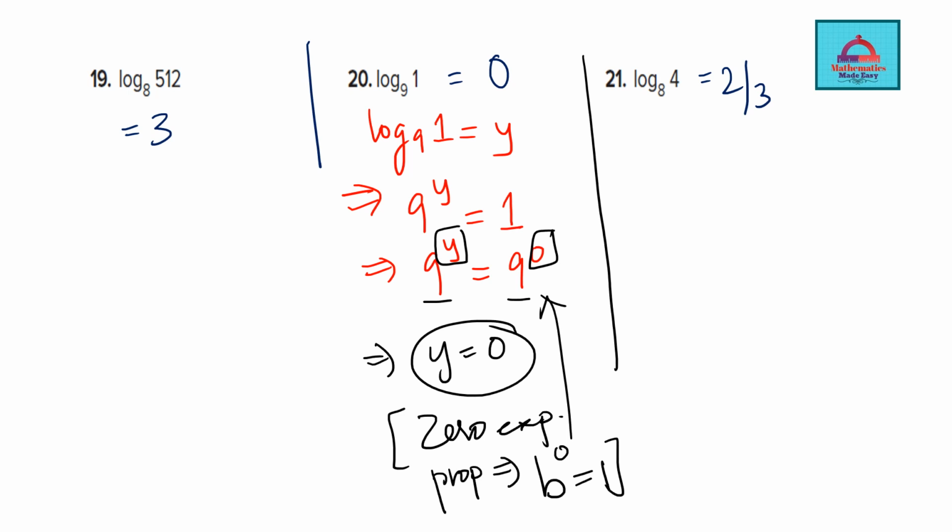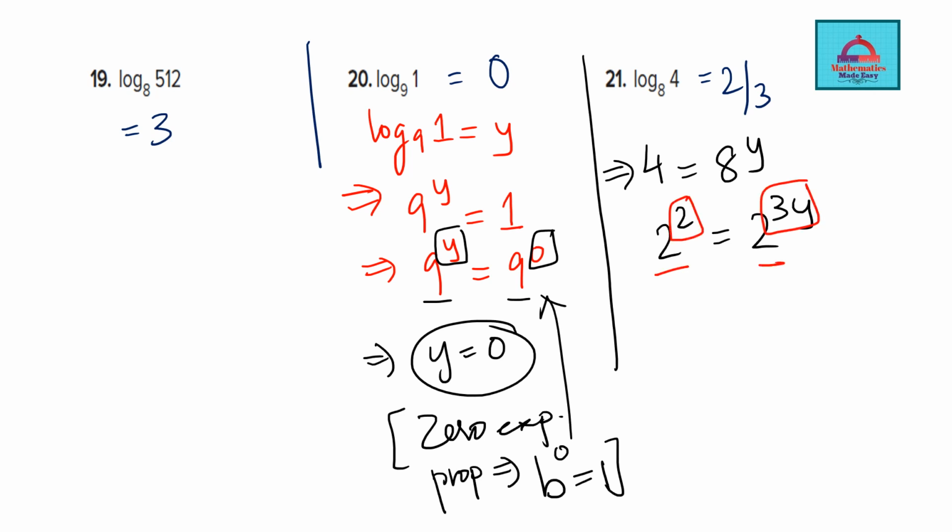Convert 4 and 8 as base of 2, and you will be getting 4 equal to 8 to the power y when you convert this to exponent, and further you can write this as these values. So now that I convert 4 and 8 with the same base 2, I can make the powers equal. So 2 is equal to 3y, or y is 2 by 3. So that is how you reach this.